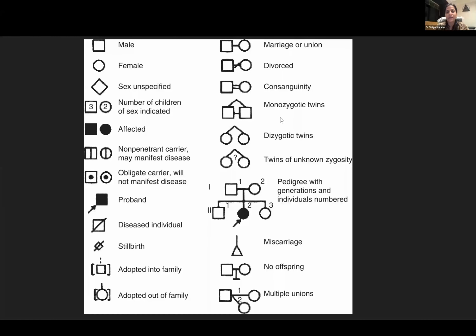Okay. But this is very important. Whenever you take history, it is a good practice to have a 3-generation family tree. And when you plot a 3-generation family tree, you need to know all these standard symbols. Please learn these symbols. It's very important. Okay.